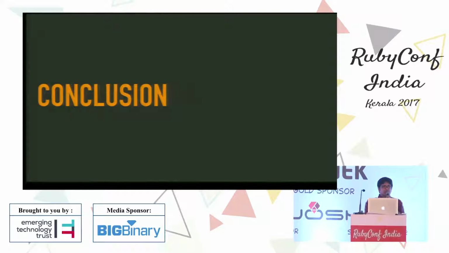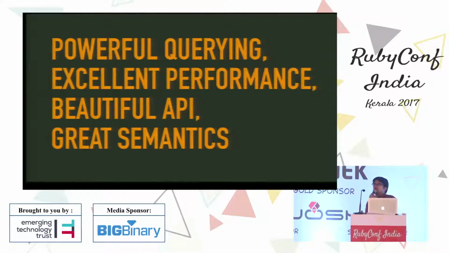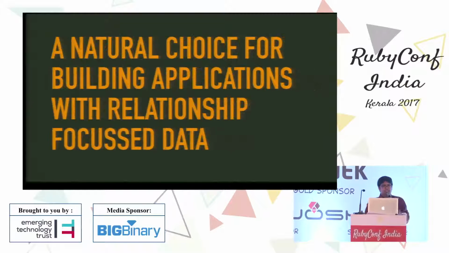If we were to draw some conclusion, I would say Neo4j offers powerful querying, excellent performance for queries, a beautiful API, and great semantics. Right? You can write graph queries using graph data, and it makes it a natural choice for building applications with relationship-focused data.